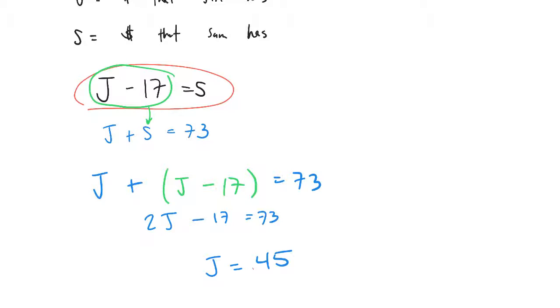That's correct. So add 17 to give you 90, and then divide by 2 to give you 45 for the amount of money Jimmy has. Well, if that's the amount of money that Jimmy has, plug it back in.